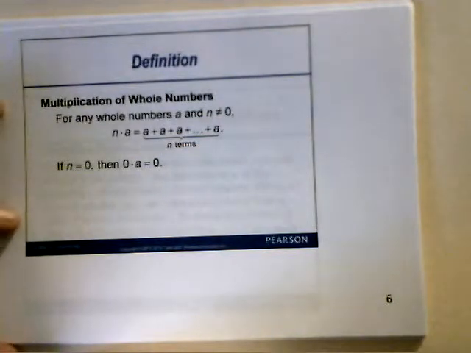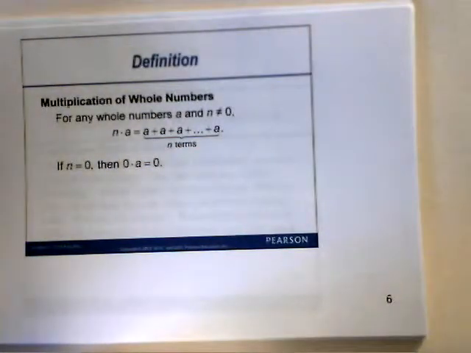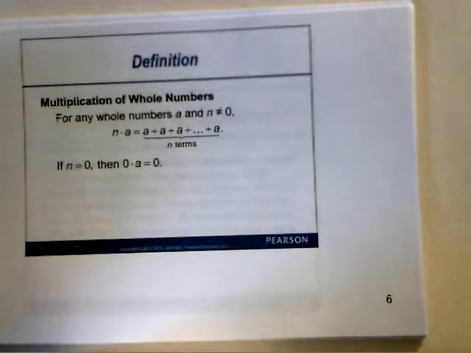The definition of multiplication of whole numbers is this: for any whole numbers a and n not equal to 0, n times a is going to be a plus a plus a, and so on up to the last a. That means there are n terms of a's being added together. That means if n is equal to 0, then 0 times any number a is 0.